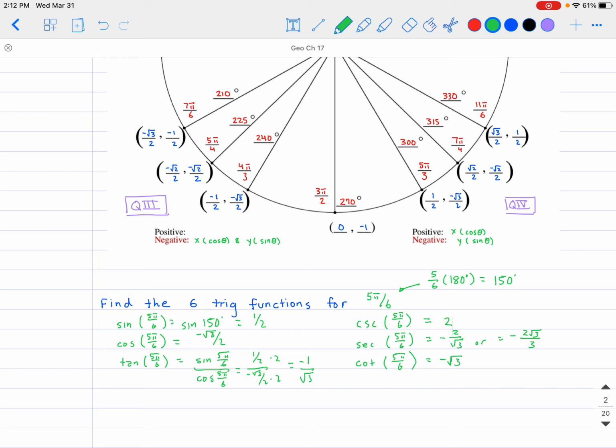Okay, so eventually you're going to have to be able to memorize this, and hopefully that is something we can do within the next few days or so. As soon as you do that, solving these types of problems will become easier and easier.